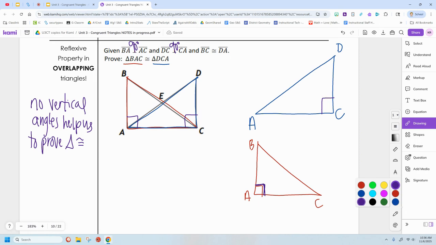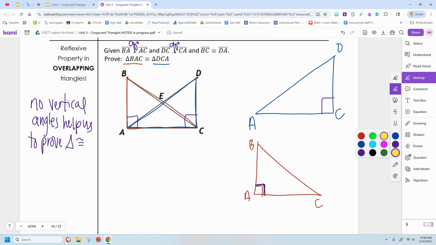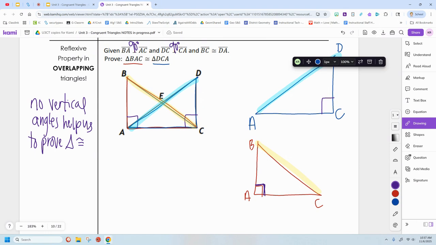So the last thing they gave us was that BC, and now this is once again where things are hard. If I try to mark, and I'm going to use my highlighter just to show you, if I try to mark BC congruent to DA, it's really hard to do right on the shapes because they're overlapping. So that's why you want to redraw, because now we can say, oh, BC is congruent to DA. I can use my regular hatch marks.